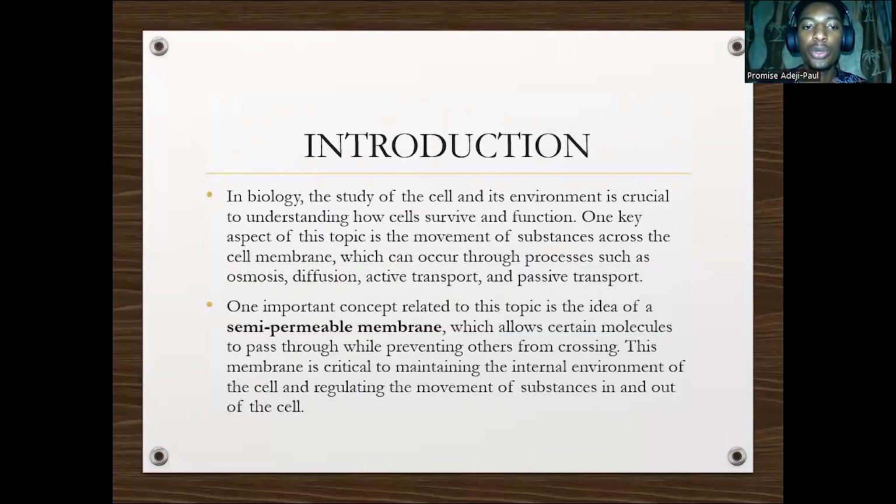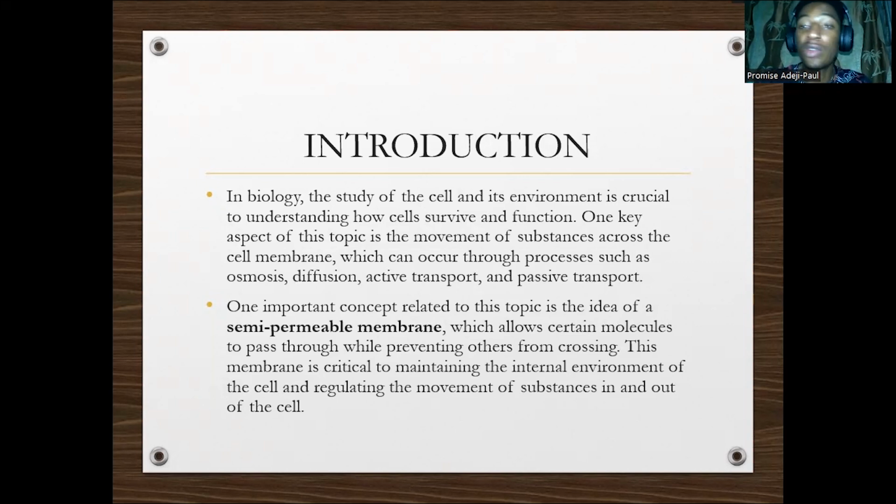First of all, we'll start with introduction. So in biology, the study of the cell and its environment is crucial to understanding how cells survive and function. So in the environment they stay, how do they survive? How do they function in that environment? So one key aspect of this topic is the movement of substances across cell membrane. So we also talk about the cell membrane of a cell, which can occur through processes such as what? Osmosis, diffusion, active process, and passive transport. So we're going to talk about active transport and passive transport.